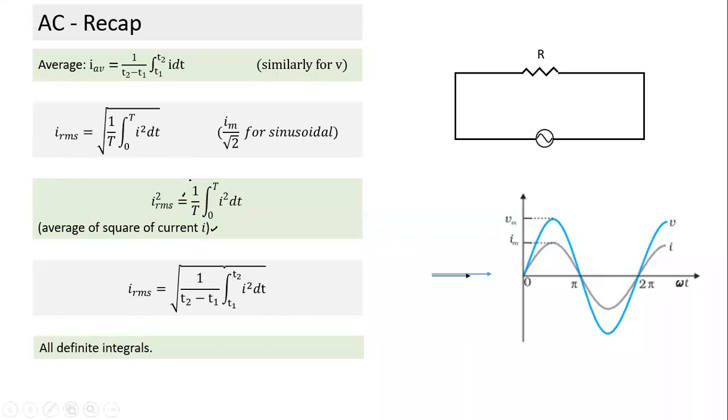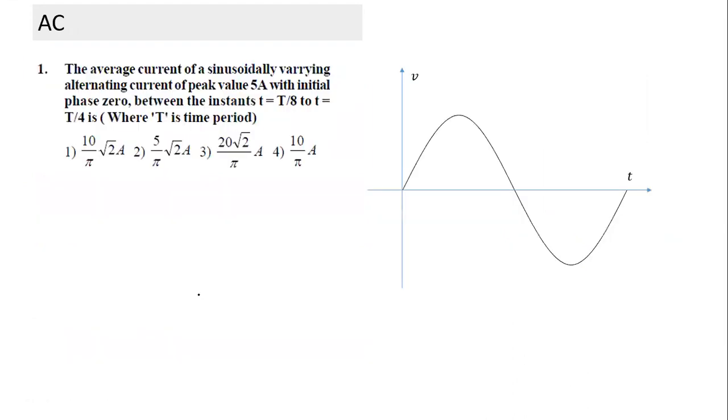So let's go through some simple applications of the same. Let's look at a few questions. The question given is: average current of a, with initial phase 0. Find the average current from T by 8 to T by 4. That's what we need to find, and the initial phase is 0.